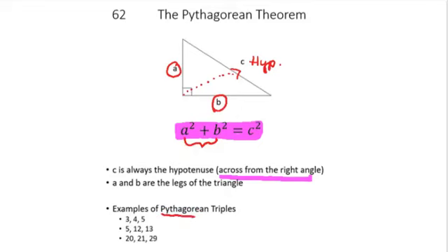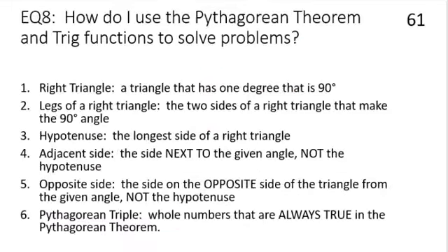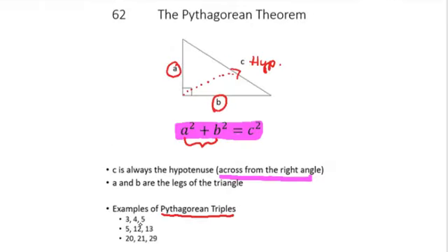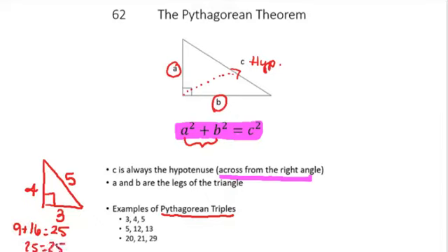And then we have a Pythagorean triple, and like you defined on page 61, a Pythagorean triple are whole numbers that are always true in the Pythagorean theorem. So a 3, 4, 5 triangle, the hypotenuse is always the longest side, which means the 5 would have to be the hypotenuse, and it would look something maybe like this. And that would always hold true, because 3 squared is 9, 4 squared is 16, and 5 squared is 25. So we would get 25 equals 25. So 3, 4, and 5 always work in a right triangle.